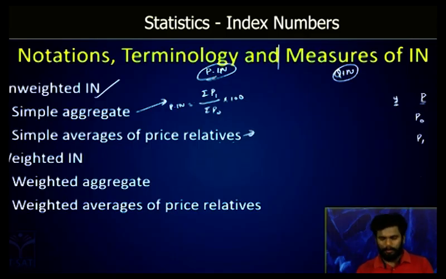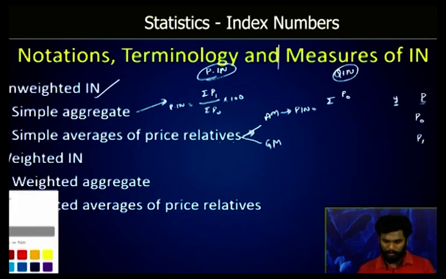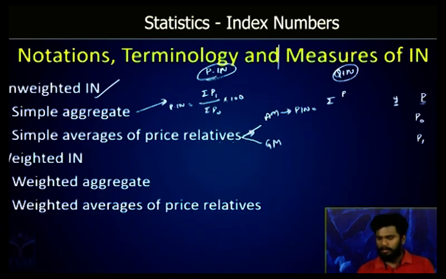Next, simple average of price relatives. Deenlo malli manaki two types unnayi. Simple average for arithmetic mean and simple average for geometric mean. So the formula for simple average of arithmetic mean is given by price index number is equal to summation P1 by P0 into 100, divided by n. N is nothing but the number of values we are considering.